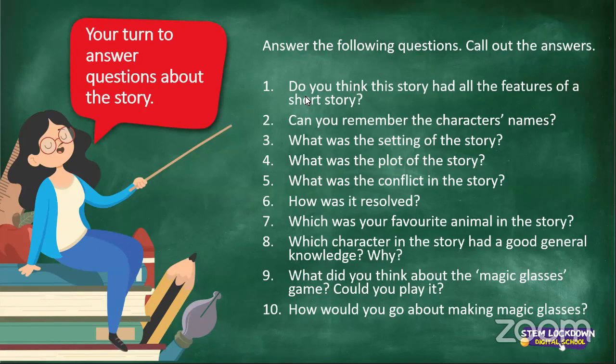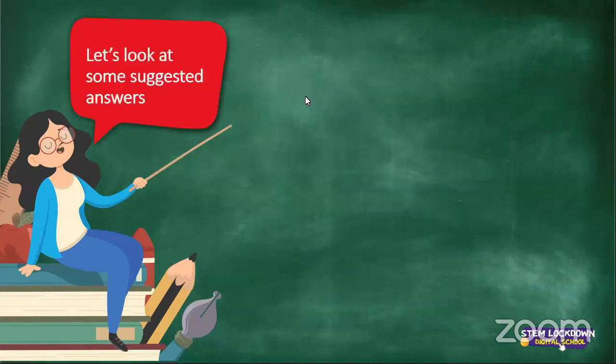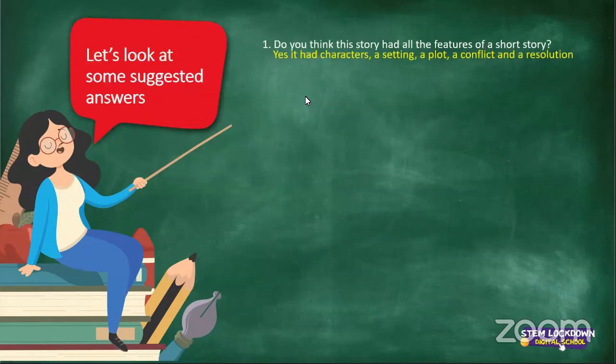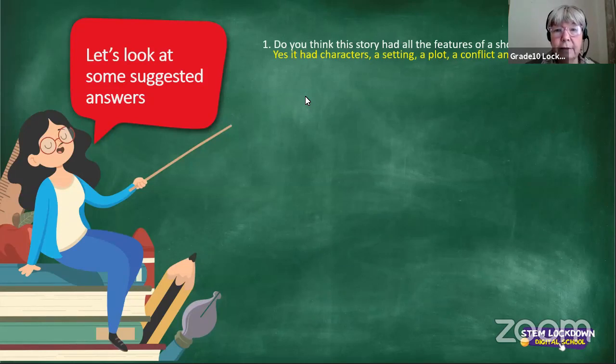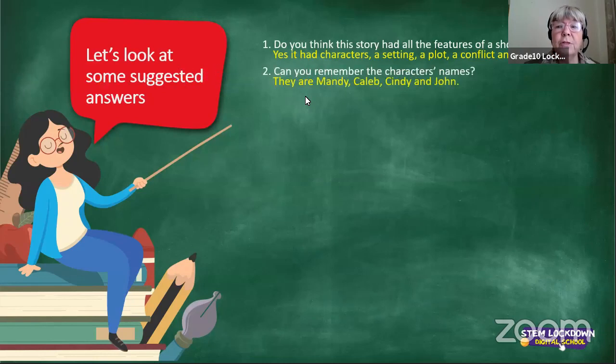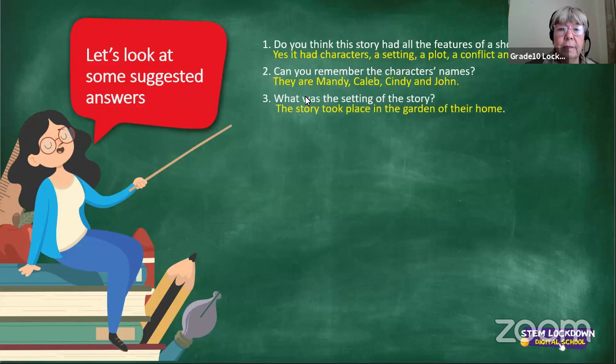Right, let's go on and see what answers you've got. Do you think the story had all the features of a good story? Yes, it had characters, children, a setting, it had the events and a plot, there was a conflict, and there was a resolution. Can you remember the children's names? Did you get Mandy, Caleb, Cindy, and John? What was the setting of the story? This story took place in their garden of their home.